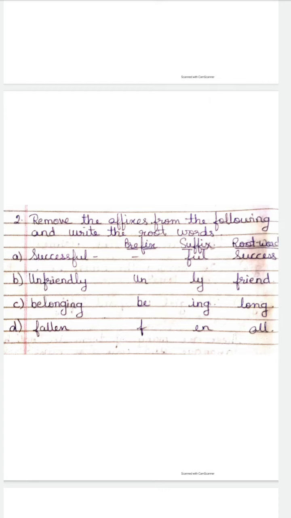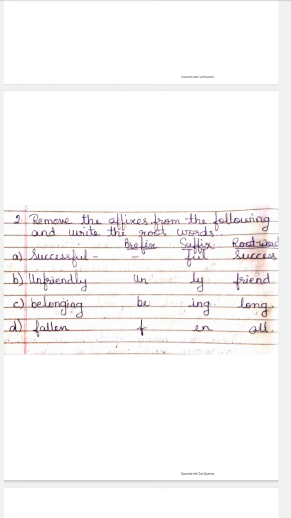So successful, there is no prefix in it, so I have put a dash. Suffix, there is ful, because we have to remove the affixes. So I have taken both prefix and suffix. And the root word is success. Suffix is ful, root word is success. There is no prefix in this word. Second is unfriendly. Here in prefix I have un, in suffix I have ly, and the root word is friend. So unfriendly, I have removed the affixes, that is prefix and suffix both, and written down the root word friend.